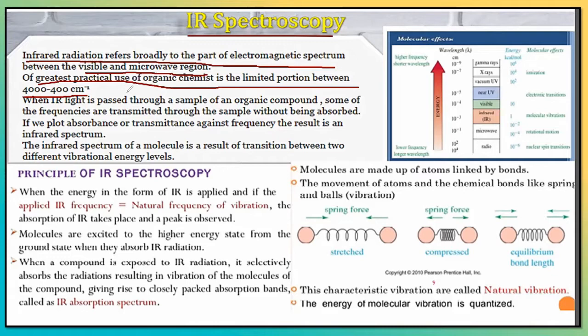Molecules are made up of atoms linked by bonds. The movement of atoms and the chemical bonds is like springs and balls. As this is vibration spectroscopy, there will be this sort of activity between the atoms in the molecule that are joined by the bond. What are the activities? They are nothing but the stretched form, the compressed form, and the equilibrium form of the bond length. Stretching and bending are the two types of movements that we can observe, due to which IR spectra come into being, and this particular vibration is called natural vibration.